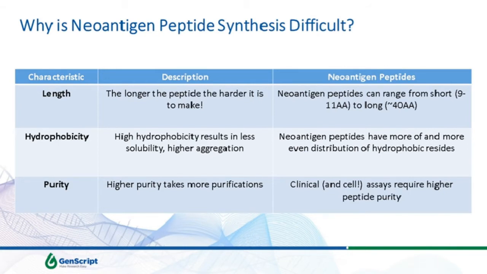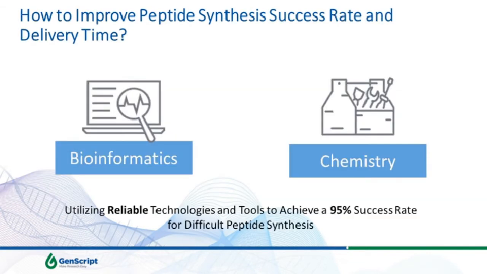And then last but certainly not least, purity. Why purity? Well, purity is important because a lot of these assays are very sensitive, and you obviously want to measure an immune response. You don't necessarily want an immune response due to some sort of, let's say, contaminant or process contaminant. So all these factors together make peptide synthesis difficult.